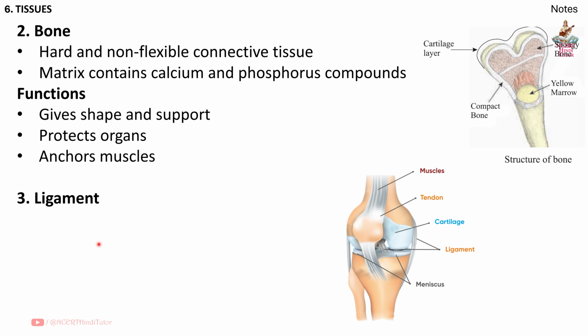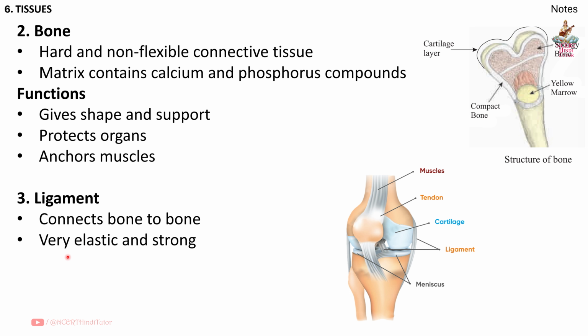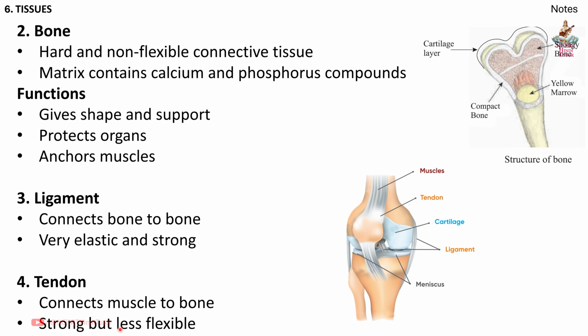Third, ligament. This is the diagram. Connects bone to bone, very elastic and strong. So friends, this is the ligament connecting one bone to second bone. Fourth, tendon connects muscle to bone, strong but less flexible. So friends, this is the tendon which connects muscle to the bone. The white portion is tendon.